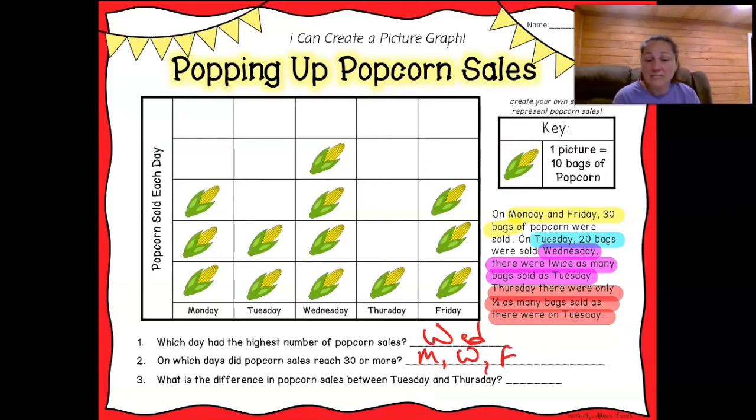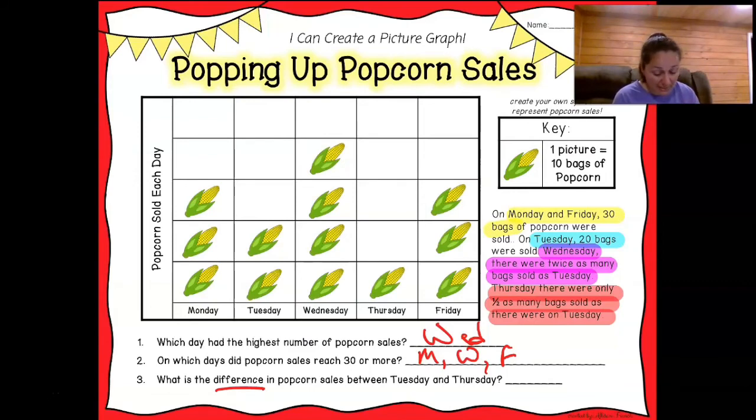And then it says, what is the difference in popcorn sales between Tuesday and Thursday? Difference means I'm going to subtract. I'm going to subtract them. So what's the difference between Tuesday and Thursday?